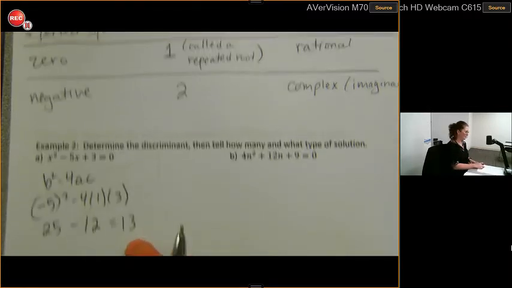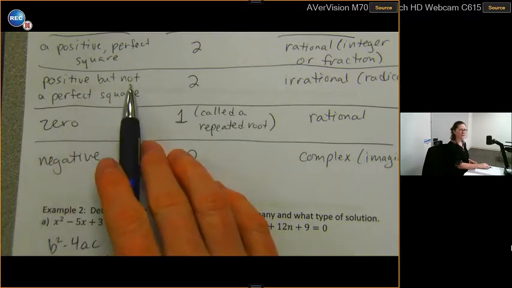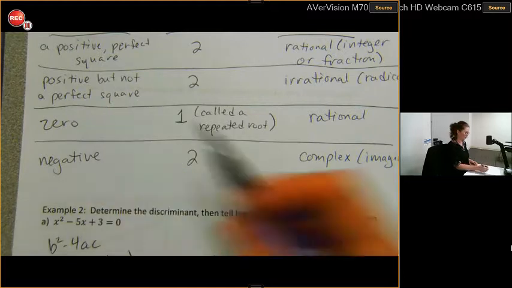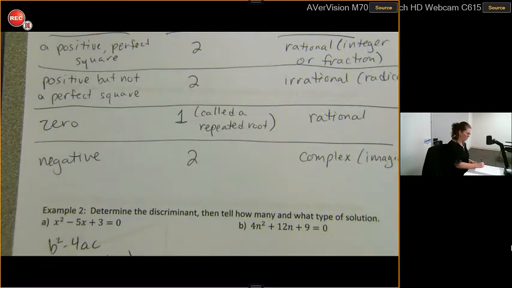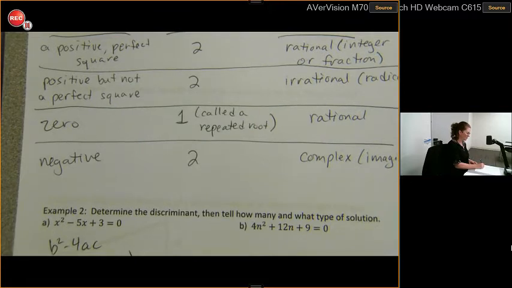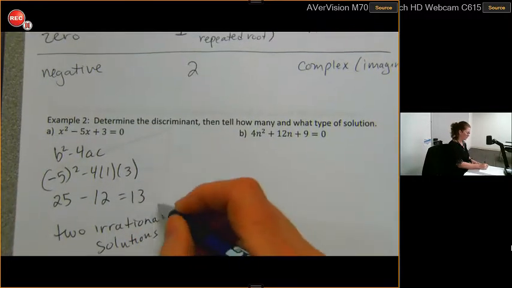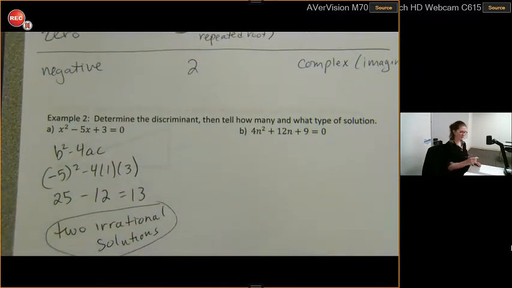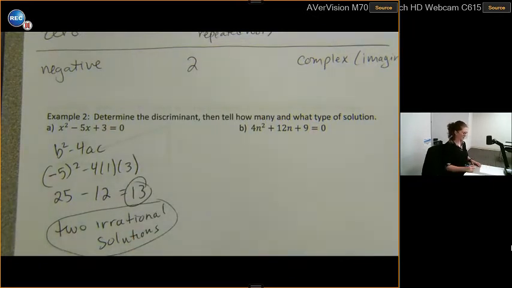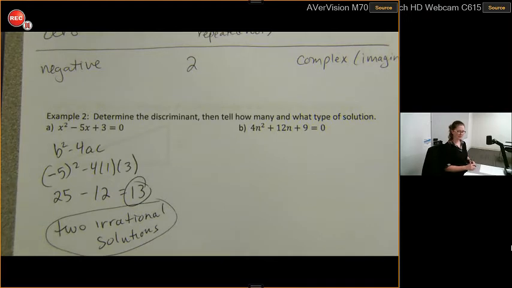So 13 is positive but not a perfect square. So we're going to have two irrational solutions. And that's what you need to tell. The value of the discriminant is 13, and it tells us there are two irrational solutions.